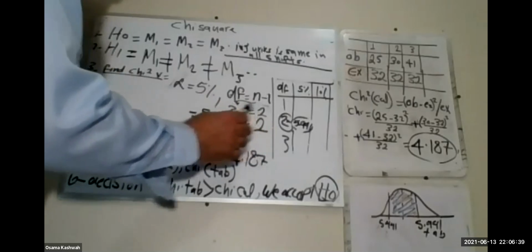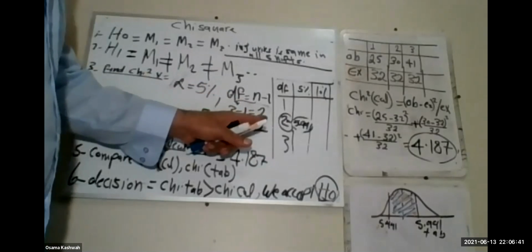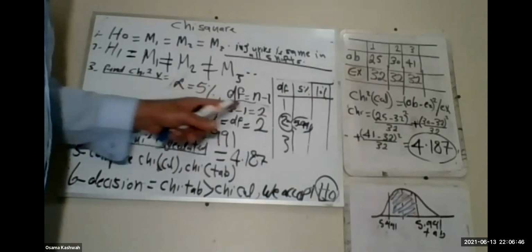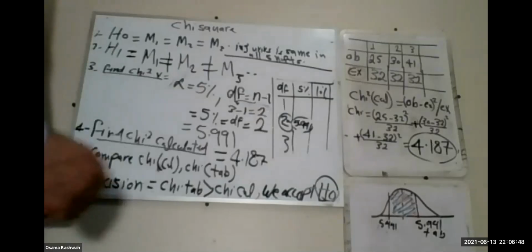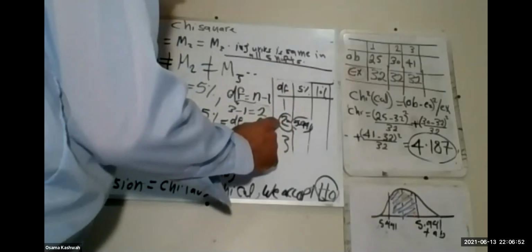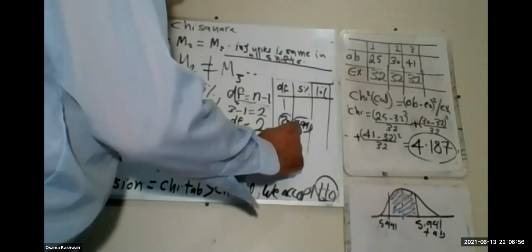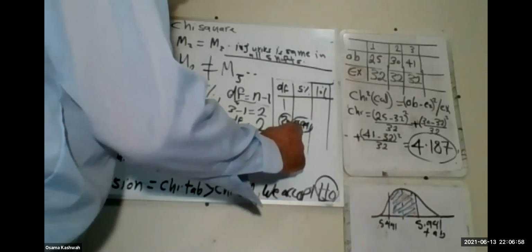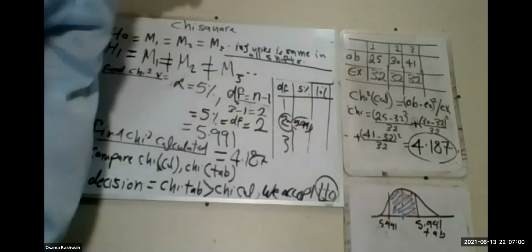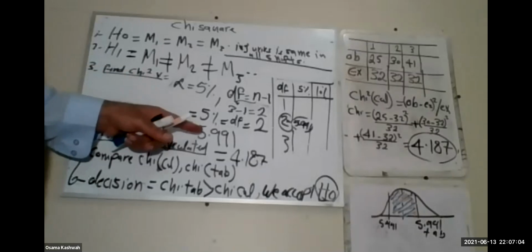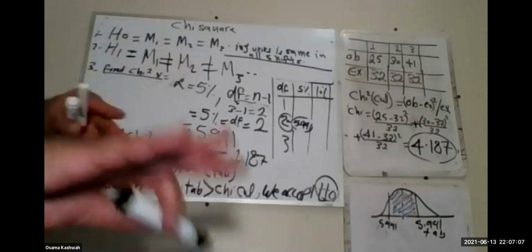Then I will find my chi-square tabulated when alpha is 5% and the degree of freedom is 2. I will go to the chi-square table, look under degree of freedom 2 and alpha 5%, and I will find this number, 5.99. Then the chi-square tabulated will be 5.99. This is the third step.